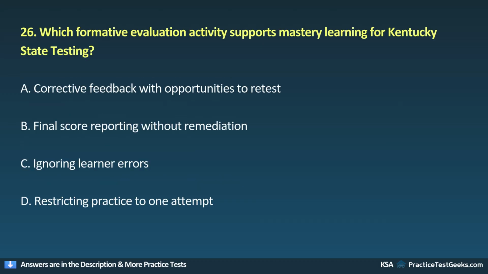26. Which formative evaluation activity supports mastery learning for Kentucky State testing? A. Corrective feedback with opportunities to retest. B. Final score reporting without remediation. C. Ignoring learner errors. D. Restricting practice to one attempt.